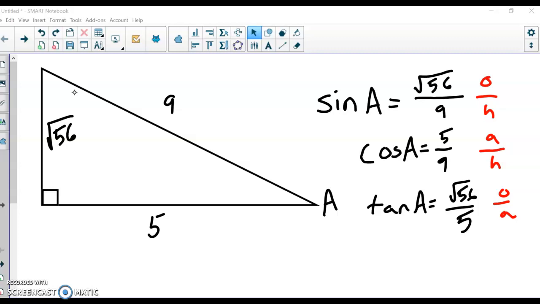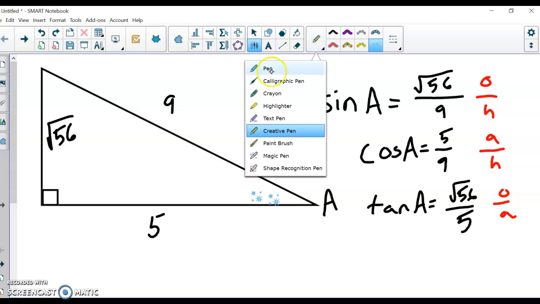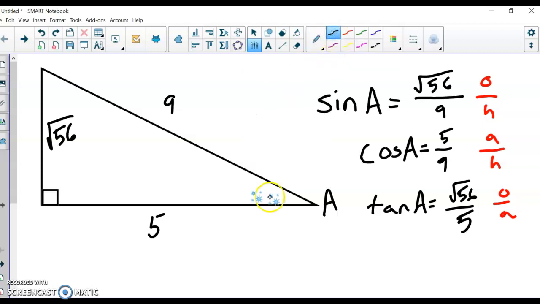So we have sine of A. Remember, we always want that angle. It is the opposite over the hypotenuse. Opposite side over the hypotenuse. So if this is A, I can go, I've still got my daughter's pen on there. I'll show you her beautiful work later.